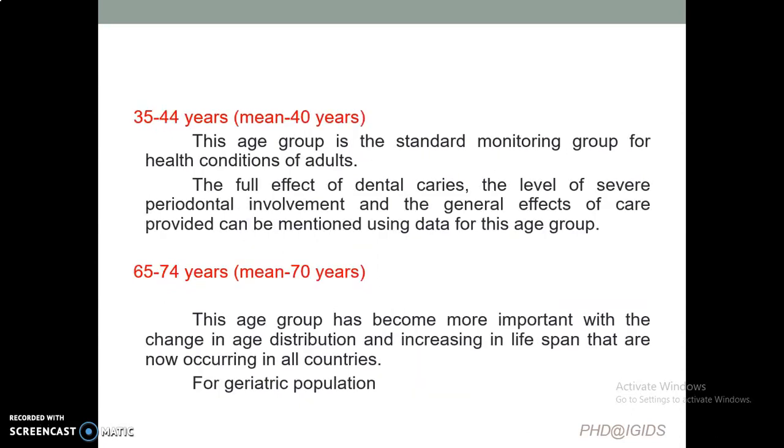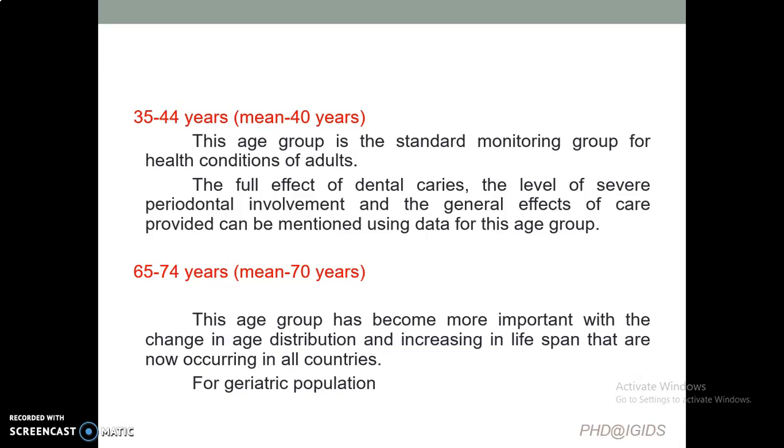The fourth index age group is a range, that is between 35 years to 44 years, with a mean of 40 years. So we can conduct the study between 35 to 44 years. And this is a standard age group for measuring the health condition in adults, because the full effect of dental caries, periodontal disease, gingival diseases, wasting diseases, all this you can get to know whenever you talk about 35 to 44-year-old. So this is the standard age group for measuring the oral health conditions in the adults. The cumulative effect of oral health conditions can be assessed in this age group in the adult population.